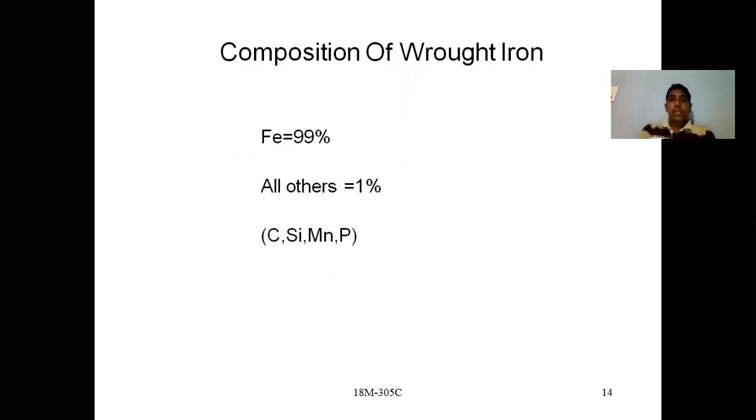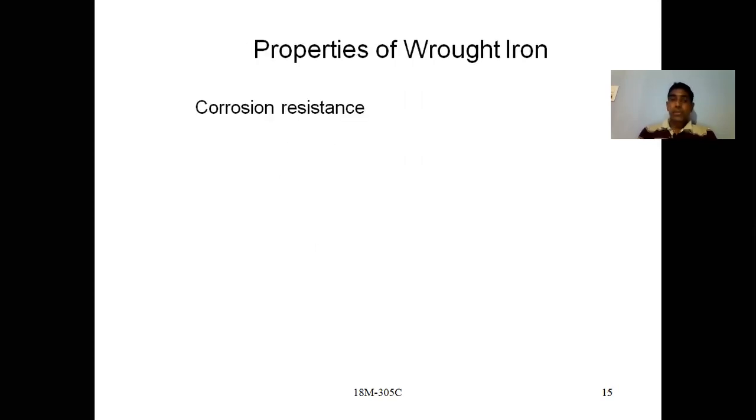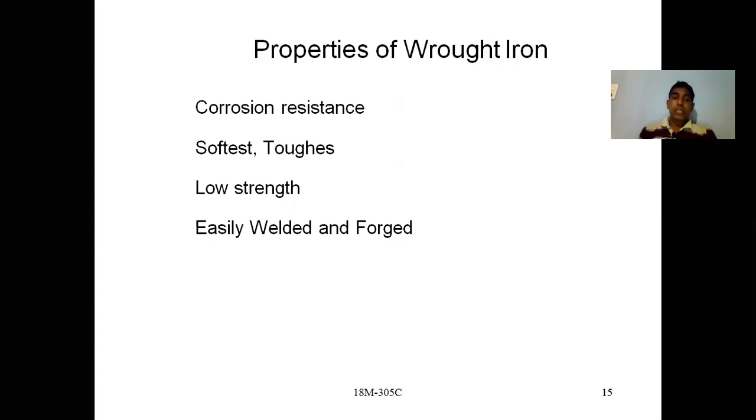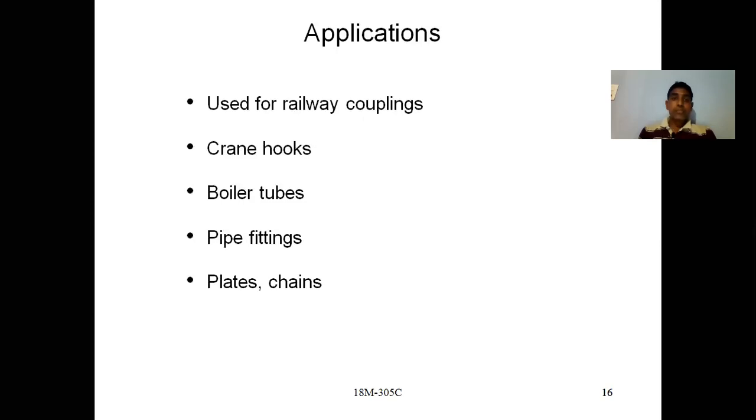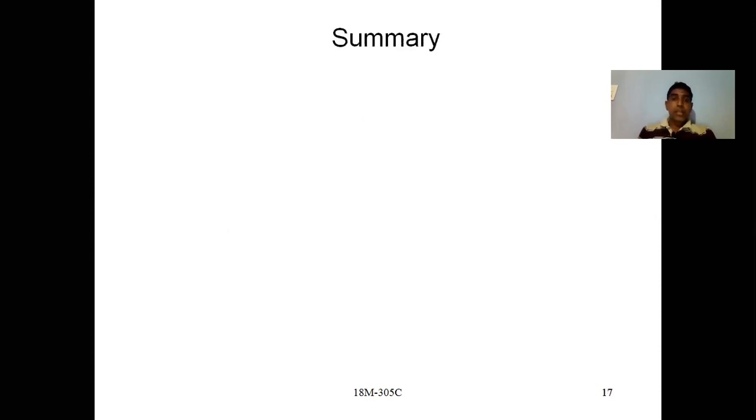And the composition of wrought iron. If you see the composition, 99% iron is present in wrought iron, so that's why it is known as the purest form of iron. The remaining 1% is impurities: carbon, silicon, manganese, and phosphorus. The properties we have discussed are corrosion resistance, soft, tough, and low strength. It can be easily welded and forged. And we have discussed various applications: railway couplings, crane hooks, boiler tubes, pipe fittings, plates, and chains. For manufacturing plates and chains, we can use this wrought iron.